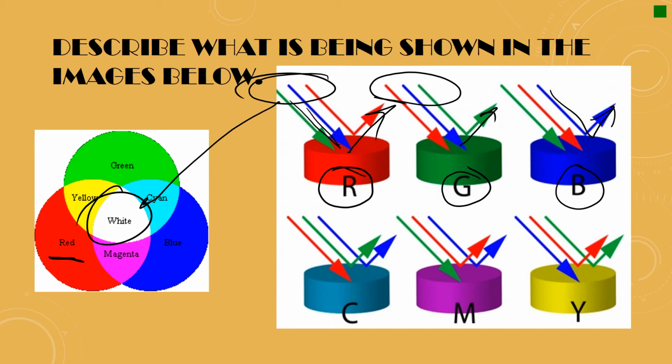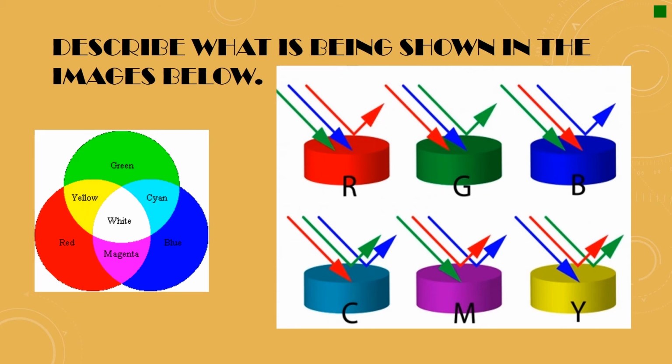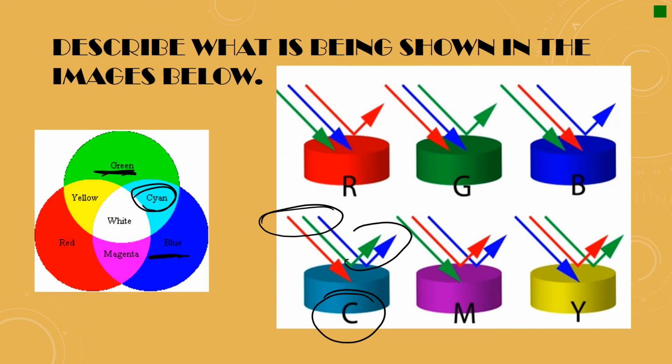Now comes something a little bit more unique. We've got cyan. Cyan is not one of these three primary colors, so you have to go to your color wheel. What is cyan made of? Cyan is made of green and blue, so those are the ones that will reflect. Cyan will reflect two colors, bouncing off the blue and the green, and it will absorb the red.